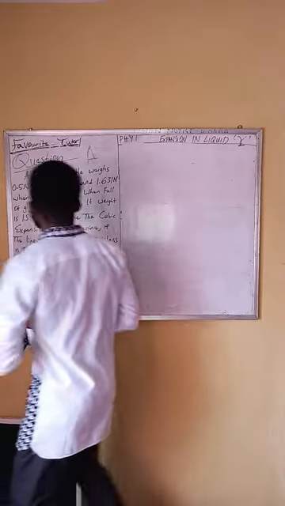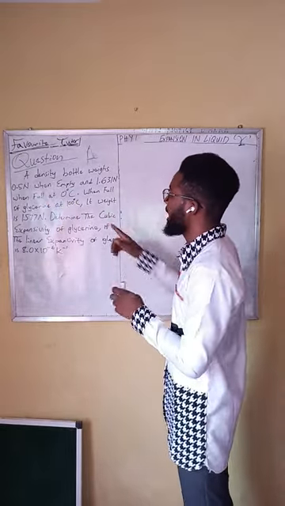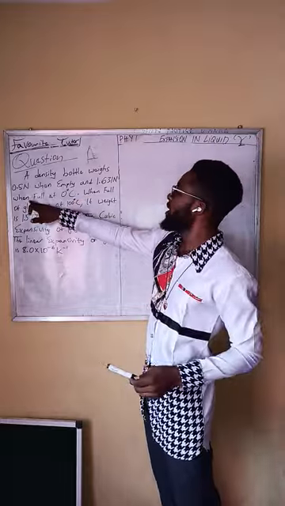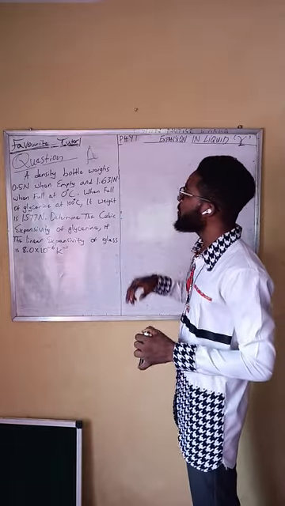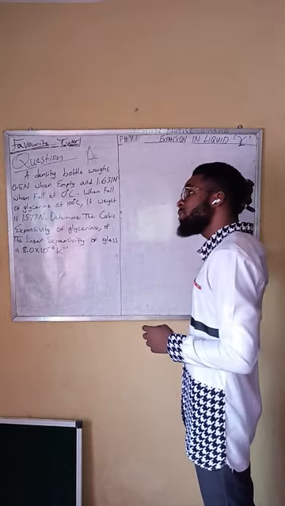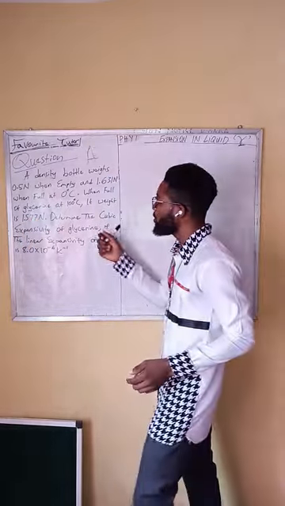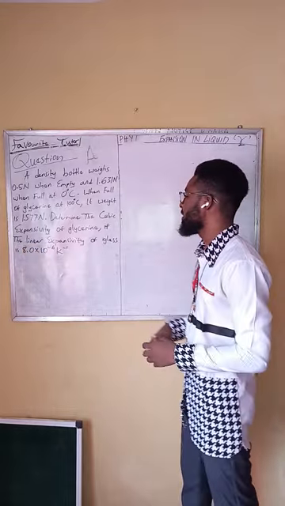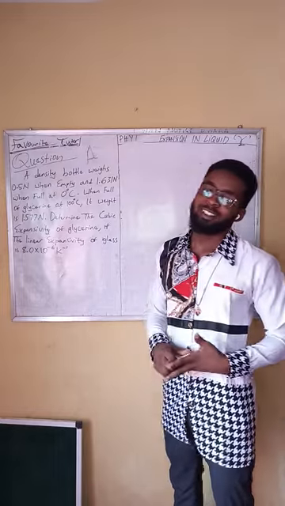A density bottle weighs 0.5 newton when empty and 1.631 newton when full at 0 degrees Celsius. When full of glycerin at 100 degrees Celsius, its weight is 1.577 newton. Determine the cubic expansivity of glycerin if the linear expansivity of the glass is 8.0 times 10 raised to the power of minus 6.